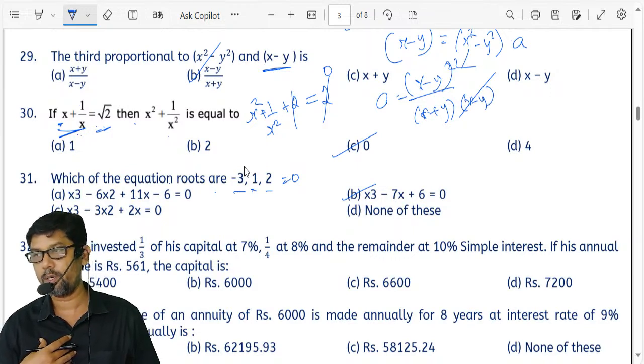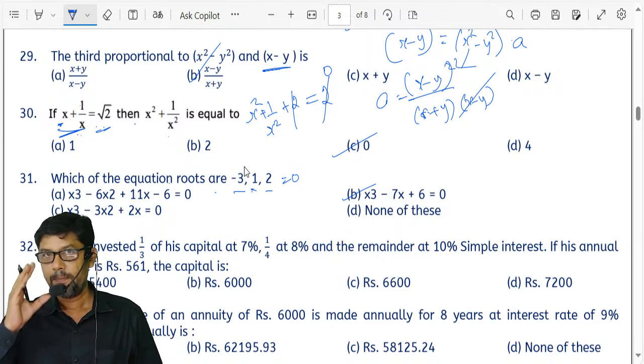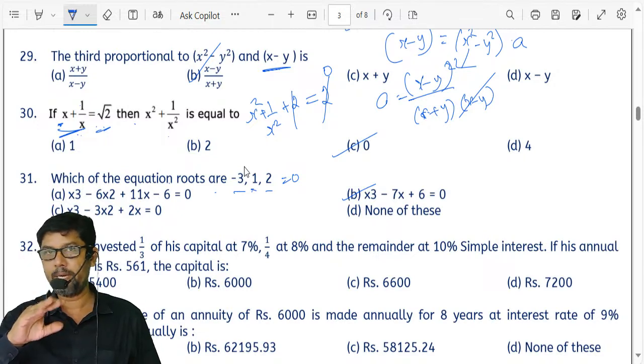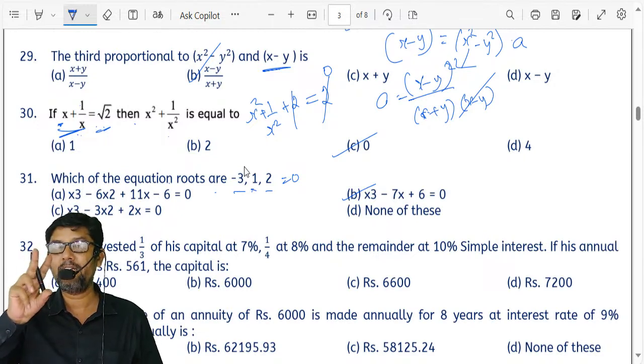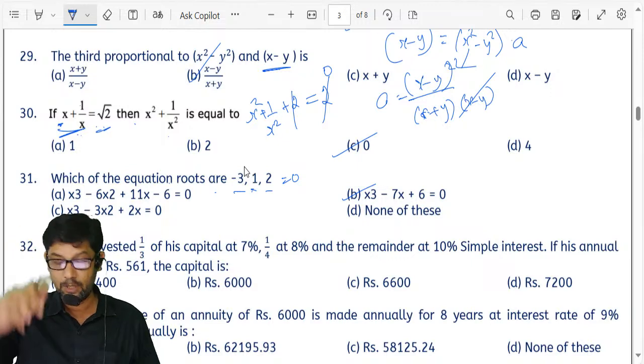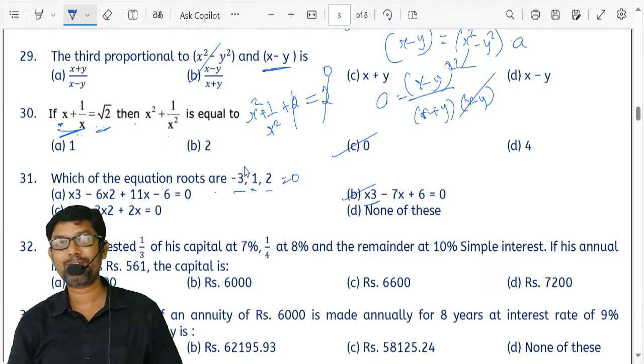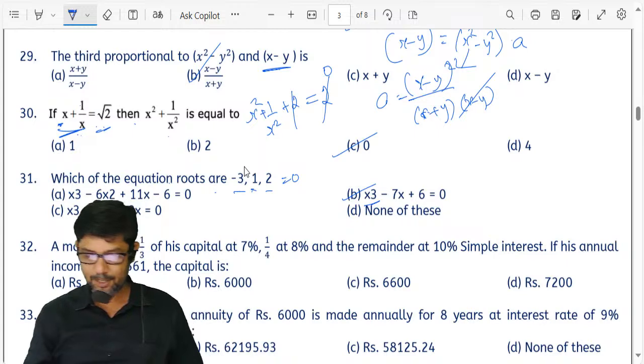is the sum of roots equal to? Minus b by a. So I am getting 0 means the second term, the coefficient of x square, should be 0. Here only one option has the coefficient of x square as 0. Directly I will mark it. Option B.